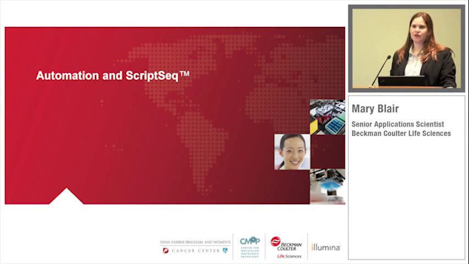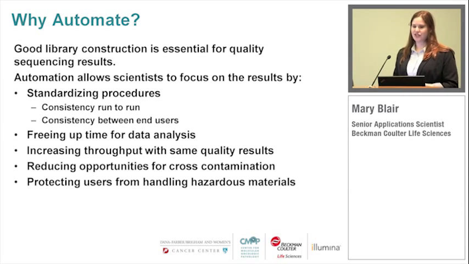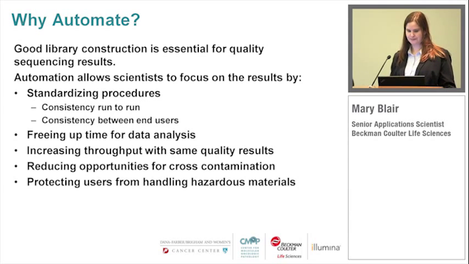So now we're going to go over a little bit about how we automated the ScriptSeq kit at Michaela's lab. So why do we automate kits? First of all, everybody knows good library construction is essential for quality sequencing results. And by automating this process, we're freeing up everyone to standardize their procedure, get consistency from run to run, consistency between different end users. It also frees up your time for more data analysis. You can increase your throughput while you get the same results, reduce any opportunities that may be present for cross-contamination, and protect your end users from potential hazardous materials.